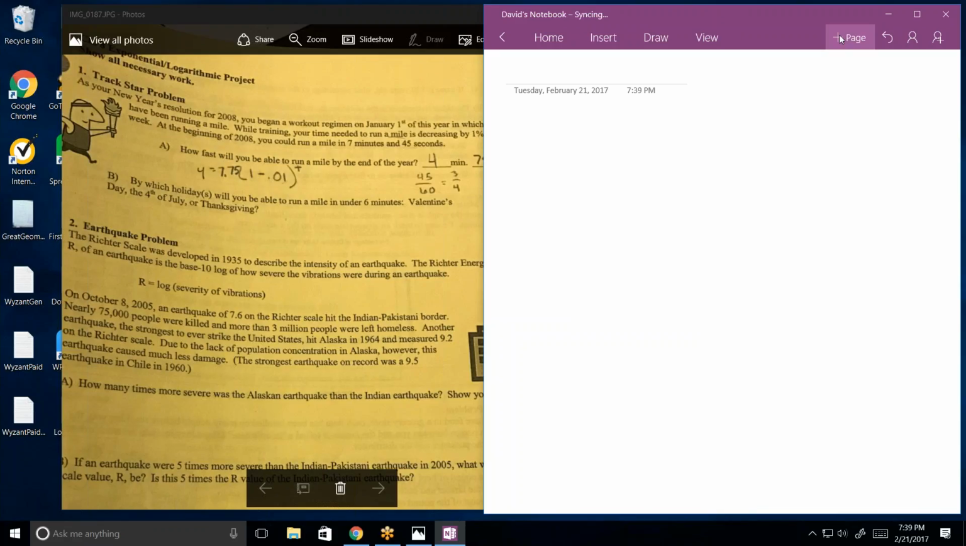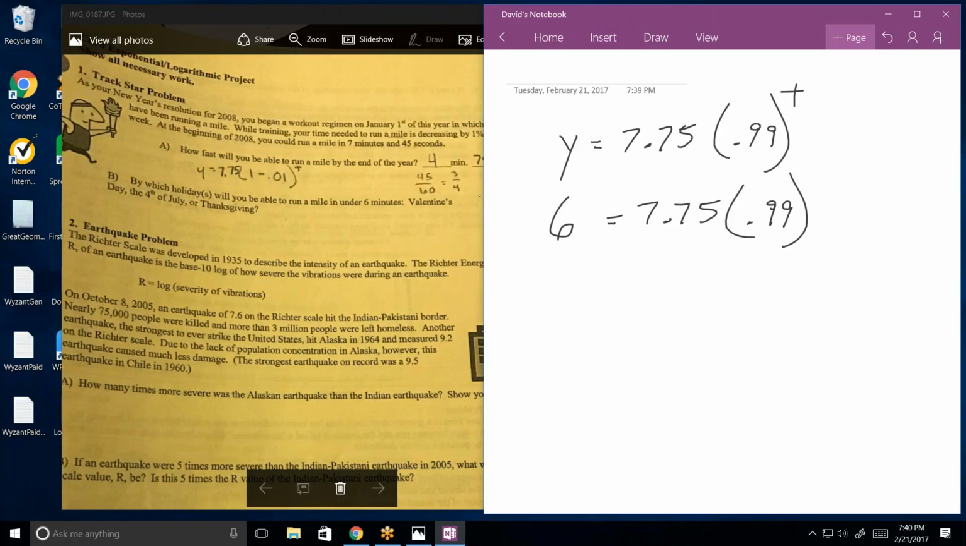Now, y is your time, right? And that's times 0.99 to the t. They want to know when y will be less than 6, but let's just make it 6. So 6 is equal to that. Notice that I have one equation and only one variable in that bottom line. That means I'm going to be able to solve for it.